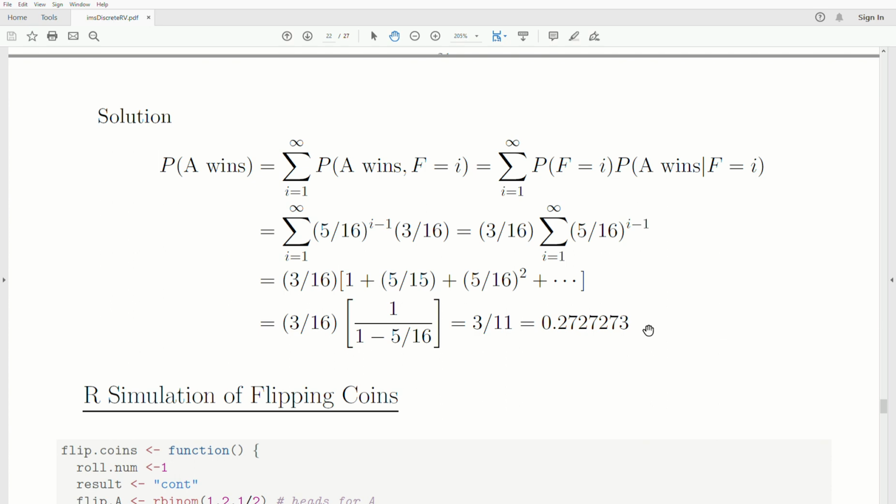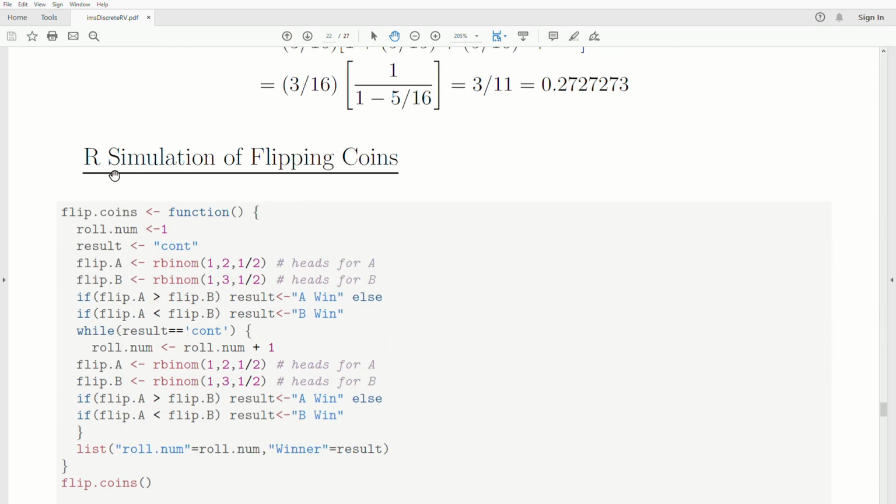Now we're going to simulate it. We're flipping coins. As we go down this, roll is 1. We automatically roll once, and we're going to continue unless there's a winner. So we let A flip. We take a random binomial distribution, we want one observation, n is 2, p is 1/2, right? So this takes on values 0, 1, and 2. That tells us how many heads A flipped. B is a random binomial distribution too. We want one observation, n is 3, p is 1/2. Since n is 3, this can take on values 0, 1, 2, and 3.